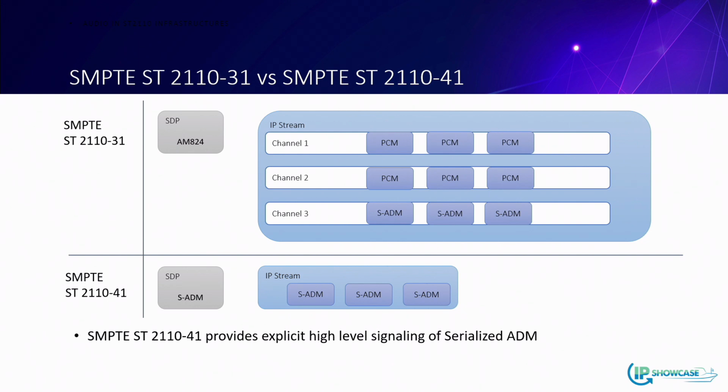It's much easier if you're dealing with a native IP stream and you don't have to deal with the frame rate, the sync words, and all the complexity that goes with that. Also, the signaling is not explicit. In the SDP for 2110-31, all you know is it's AM824. You have to start digging into the data to figure out what you've got. With 2110-41, you know you've got MGA. You can look just at the SDP and figure that out straight away. So it keeps that separation between the control and data planes.